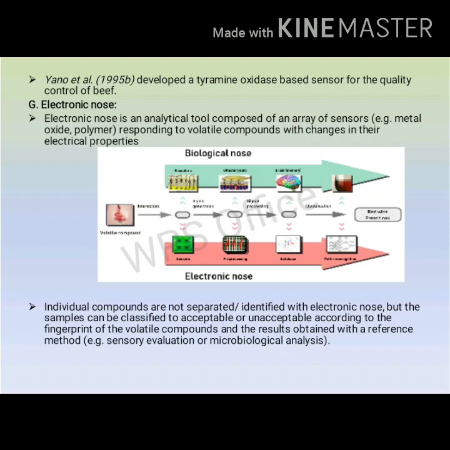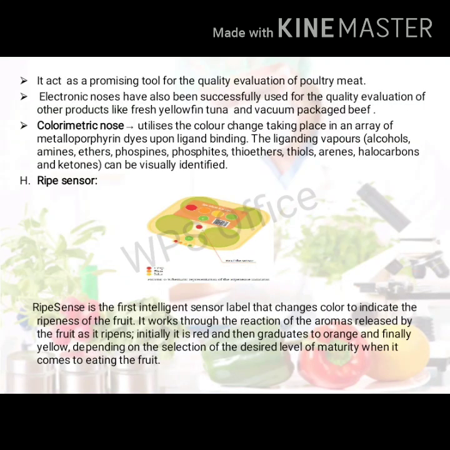Finally, the pattern recognition system identifies the information which has been carried through the process, and finally identifies the volatile compound present in that particular food product by using the electronic nose, and thus helps to identify the freshness of that food product. The electronic nose can also act as a promising tool for the quality evaluation of poultry meat. Electronic noses have also been successfully used for the quality evaluation of other products like fresh yellowfin tuna and vacuum packaged beef.